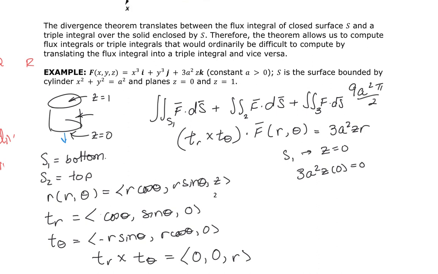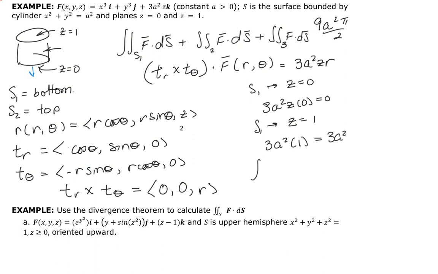When I'm looking at my second surface, the top, z is equal to 1. So I get 3a squared multiplied by 1, so I just have 3a squared. All right, now I'm ready to do the integral. It's going to be 3a squared r dr d theta, because don't forget, I'm doing r dr d theta. Even though there wasn't an r there, there should have been an r. I dropped an r, so let me go back. This should have an r right here, and this should have an r right there.